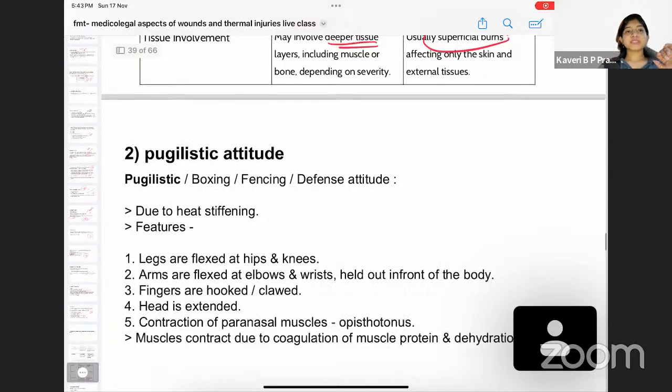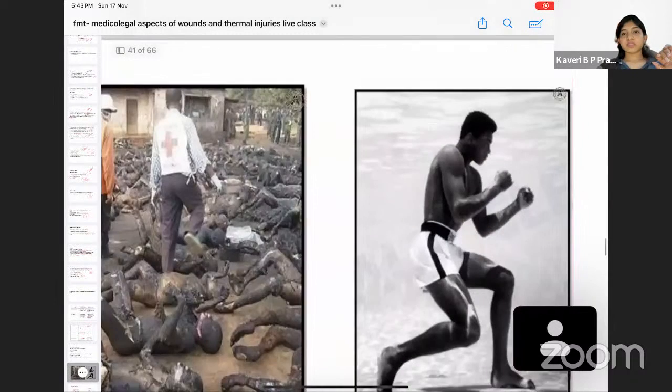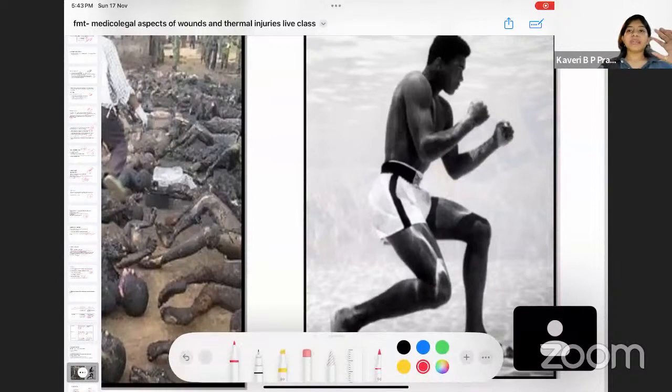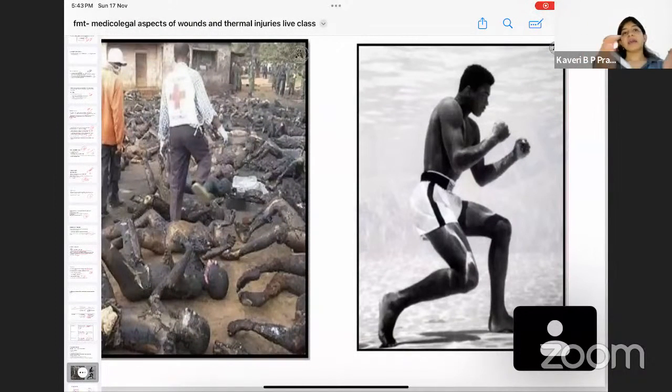Now, coming to pugilistic attitude. So what is pugilistic attitude? Let us look into one of the images first. This image of this boxer that you can see here, where he is standing with both of his arms, upper limb and lower limb flexed. This is nothing but pugilistic attitude. A dead body, a burnt body, is usually going to look like this. Hence, it is also compared to that of a boxer's attitude.